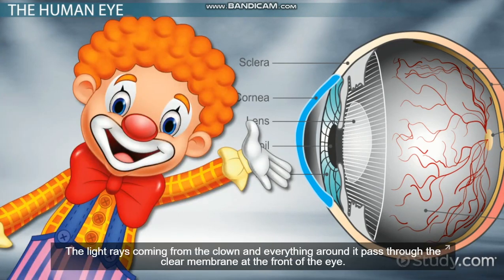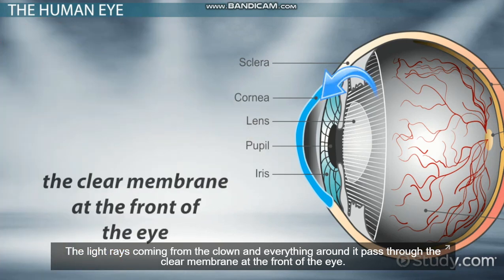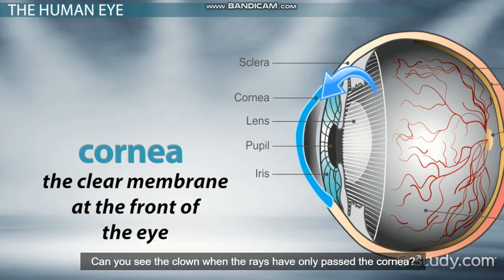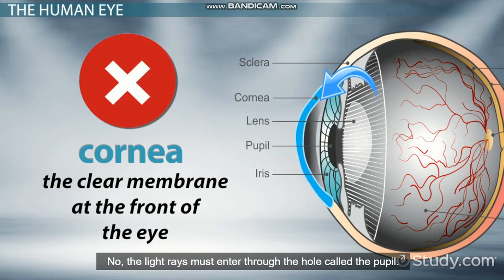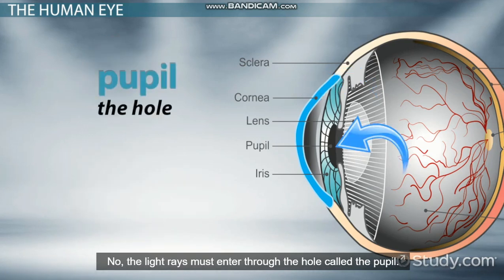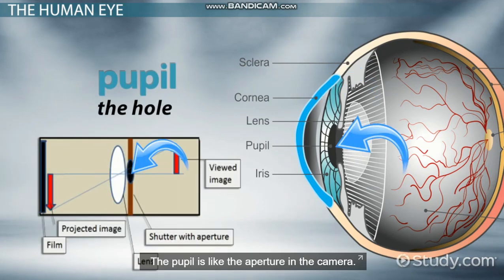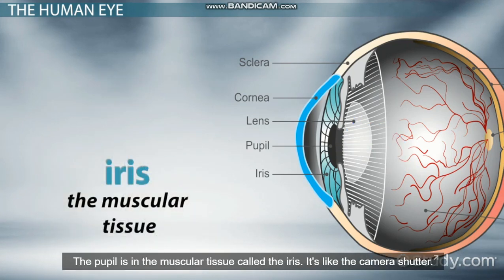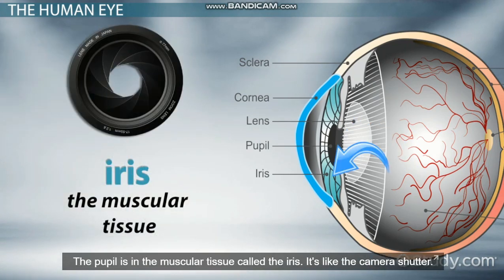The light rays coming from the clown and everything around it pass through the clear membrane at the front of the eye. The clear membrane is called the cornea. Can you see the clown when the rays have only passed the cornea? No, the light rays must enter through the hole called the pupil. The pupil is like the aperture in the camera. The pupil is in the muscular tissue called the iris. It's like the camera shutter.